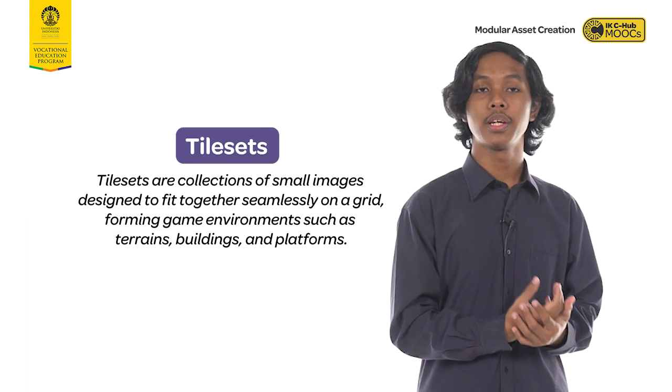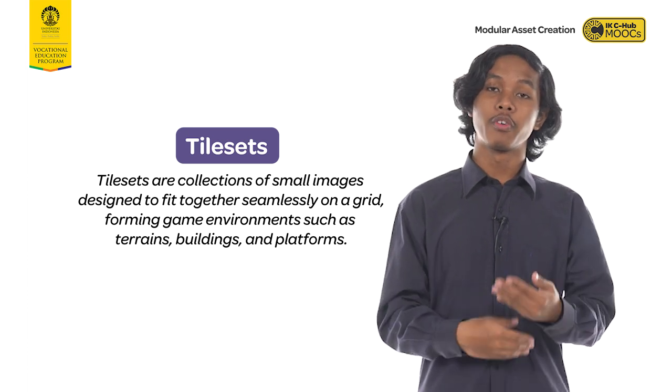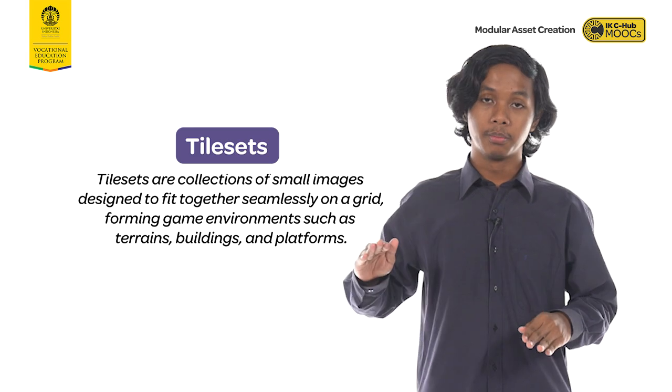Now, what are some examples of modular assets in 2D games? There are two types of modular assets: tilesets and props. Tilesets are collections of small images designed to fit together seamlessly on a grid, forming game environments such as terrains, buildings, and platforms.